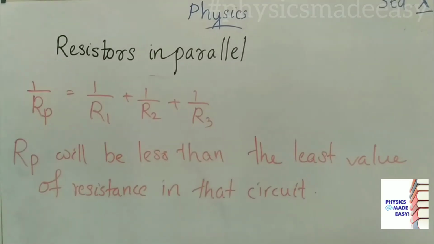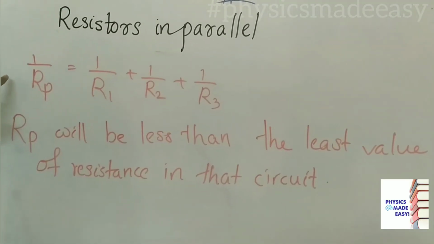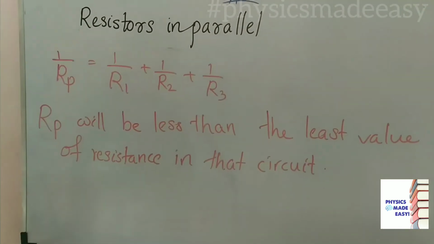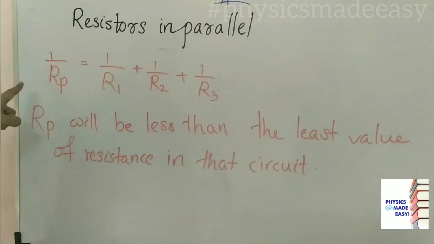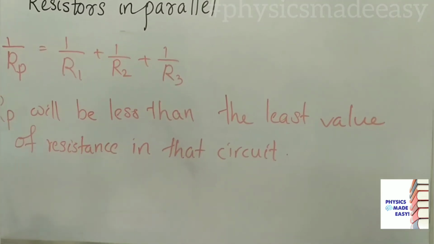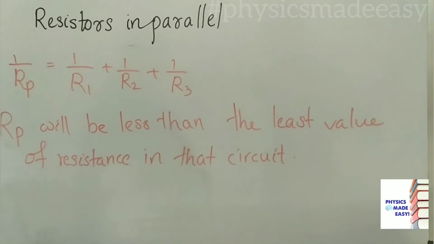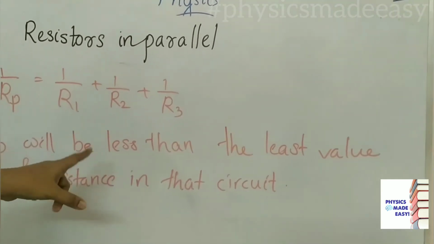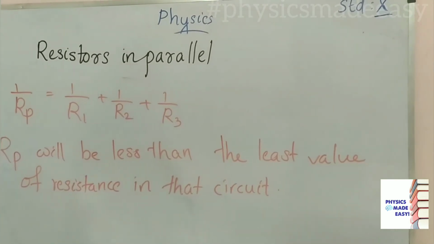So the effective resistance, you can see the reciprocal as 1 by Rp equal to 1 by R1 plus 1 by R2 plus 1 by R3. If we have 5 resistors, we can write 1 by Rp equal to 1 by R1 plus 1 by R2 plus 1 by R3 plus 1 by R4 plus 1 by R5. Here you can see the Rp will be less than the least value of resistance in that circuit.